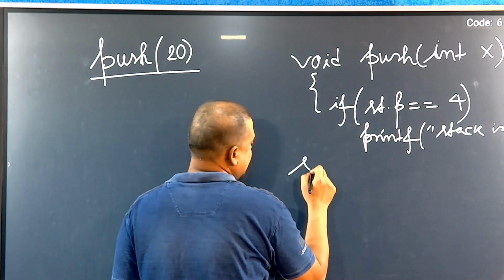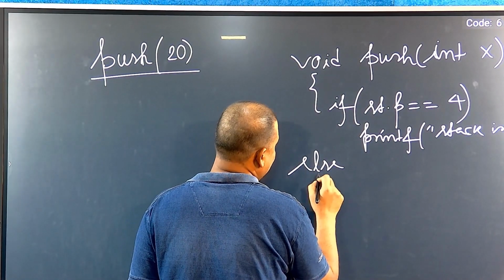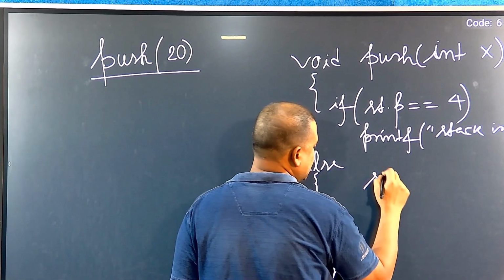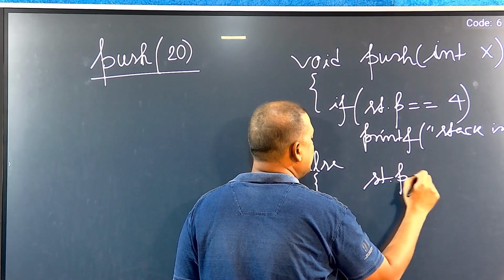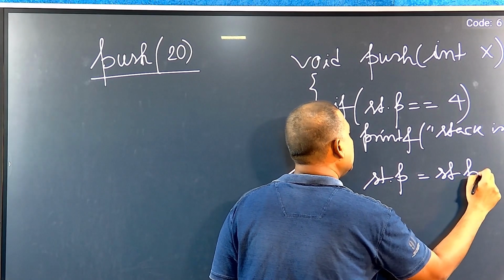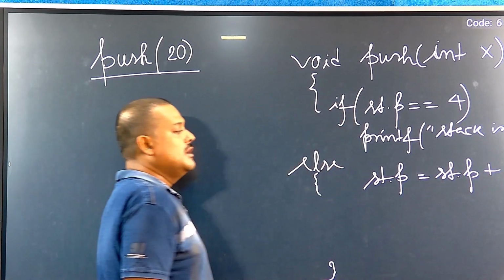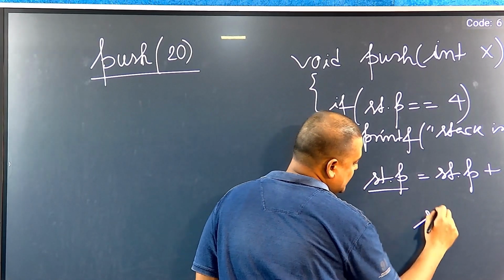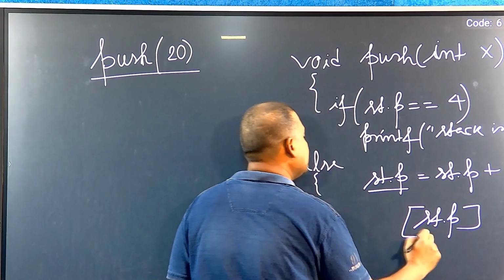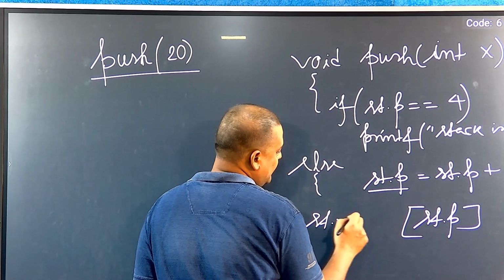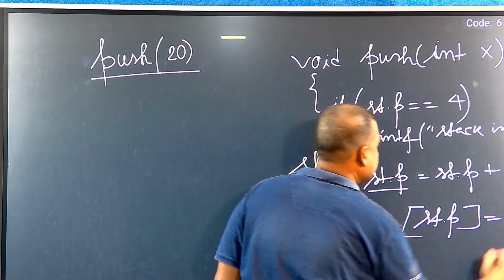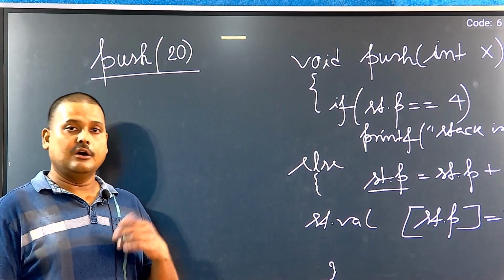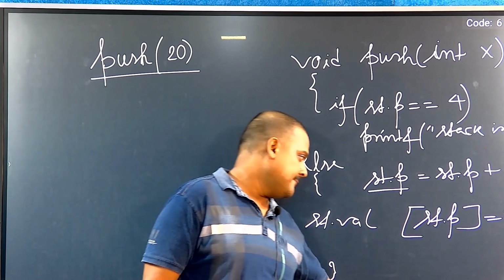Then in the else case, what we will do, we will increment the value of p first. So, this is accessed by st.p = st.p + 1, this st.p will be incremented by 1, and in this place we will insert the value. So, st.p, this place is referred by st.val = x, and this way the push function will work, and this way we can insert all the values inside this stack.